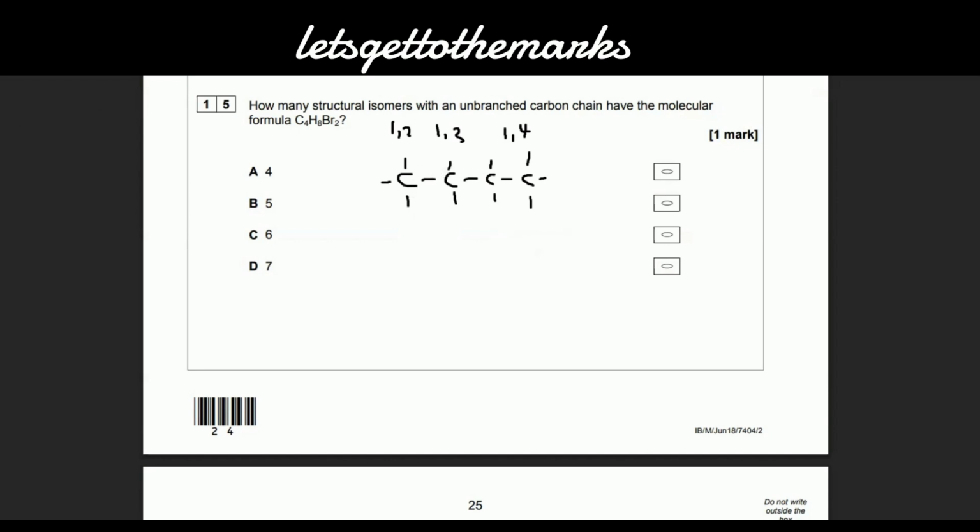But I could have 2,3, where both bromines are in the middle. So we know we've got at least four, but then I can also have the bromines attached to the same carbon. What if we put two bromines on this carbon? That would be 1,1-dibromobutane. And then I could have 2,2-dibromobutane. But you can't have 3,3 because that would become 2,2, and I can't have 4,4 because that would become 1,1. So I've only got those six combinations, and the answer is C. Beautiful.